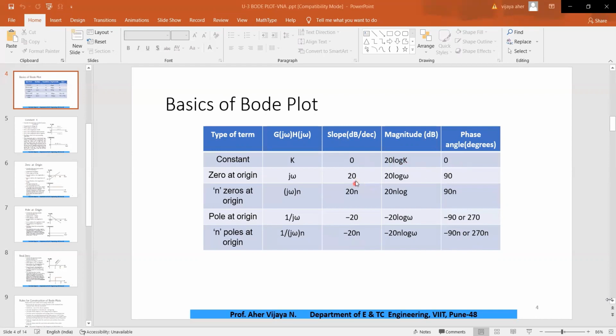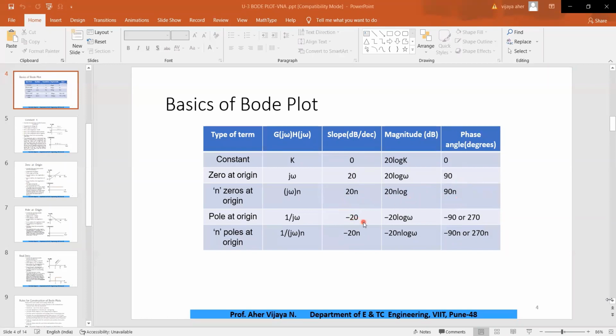For zero at origin, this is the slope. You can calculate magnitude by using this equation. This is the phase angle. For n number of zeros at origin, this is the equation for slope. This is the equation for magnitude, and this is the phase angle.